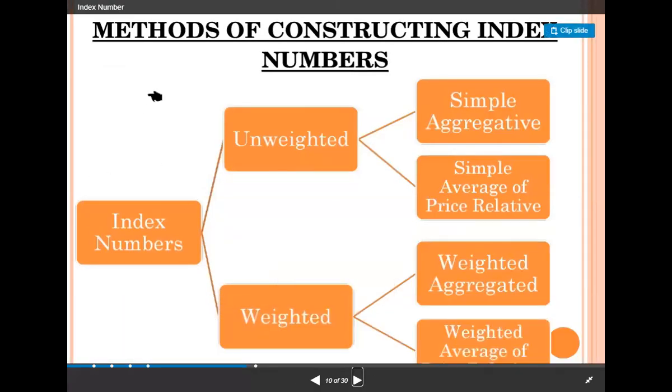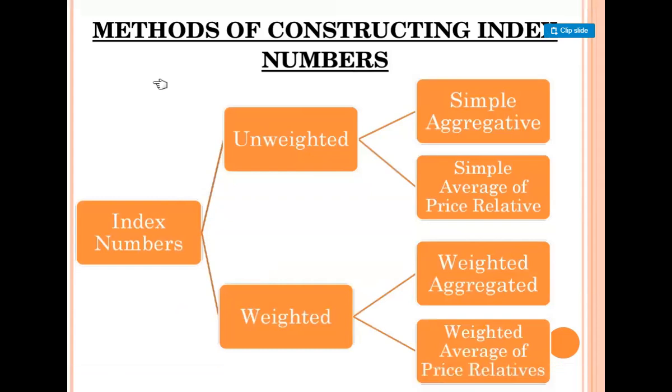Now, what are the methods of constructing index numbers? These are very important. Basically, index numbers can be divided into two different methods. Number one, unweighted index numbers. Second, weighted index numbers. Unweighted index numbers again divide into two methods: simple aggregative, and simple average of price relatives. Similarly, weighted index numbers can also be divided into two types: weighted aggregative and weighted average of price relatives.